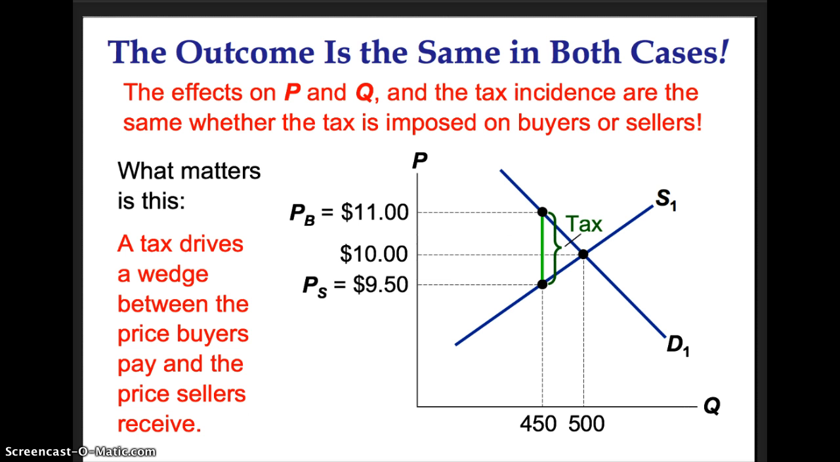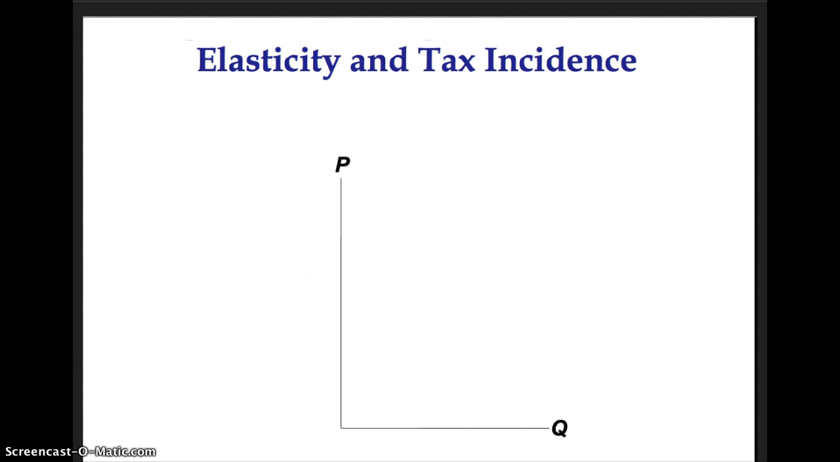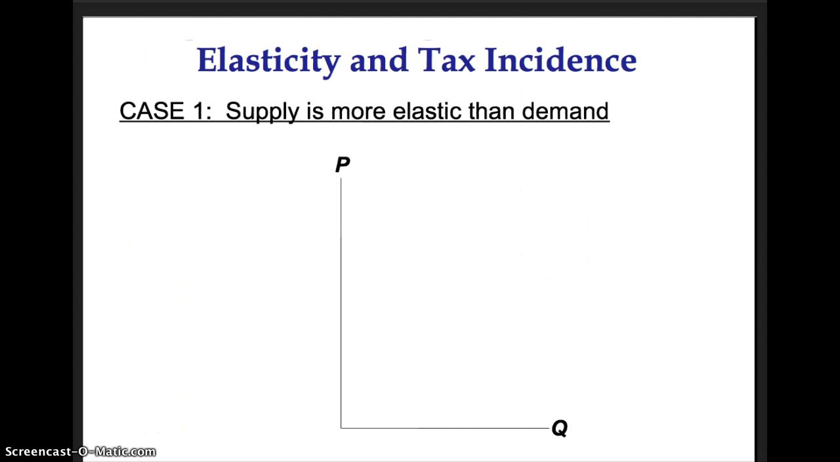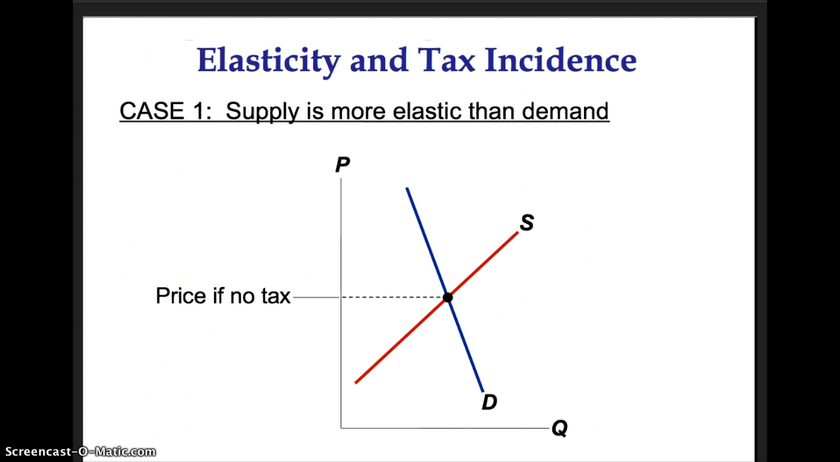Let's finish the chapter by looking at how elasticity alters tax incidence. Suppose the supply curve is more elastic than demand. Notice that the supply curve is drawn relatively flatter than the demand curve. Remember, elastic means responsive. We can see where equilibrium price would be without the tax.